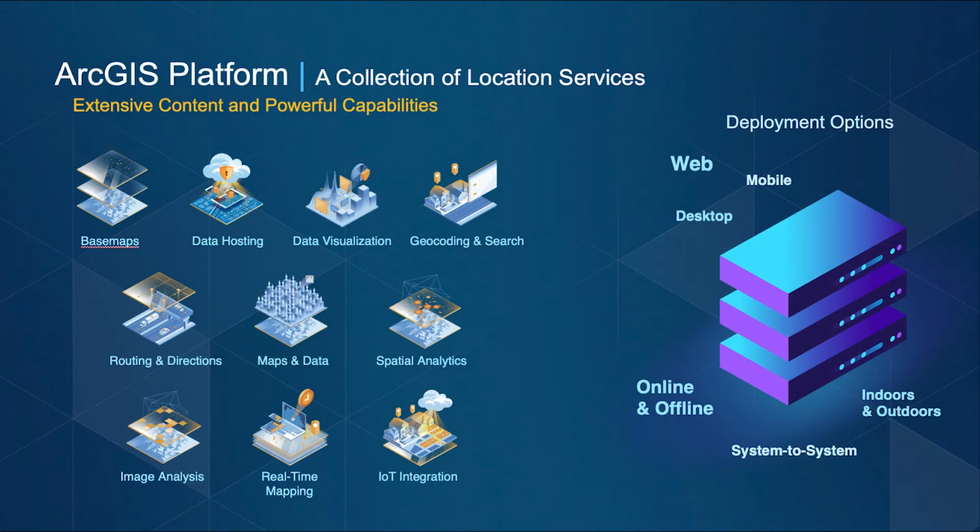Now let's take a closer look here at that first pattern with ArcGIS Platform. ArcGIS Platform is a collection of location services that is both extensive content as well as powerful capabilities. This includes basemaps, data hosting capabilities, as well as visualization, geocoding and search, routing and directions, being able to access maps and data, as well as spatial analytic tools. We also have developer capabilities for image analysis, real-time mapping, and IoT integration. These ArcGIS Platform location services can be leveraged across desktop, web, and mobile applications that you build.